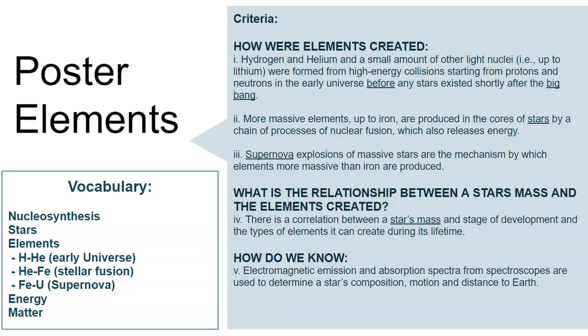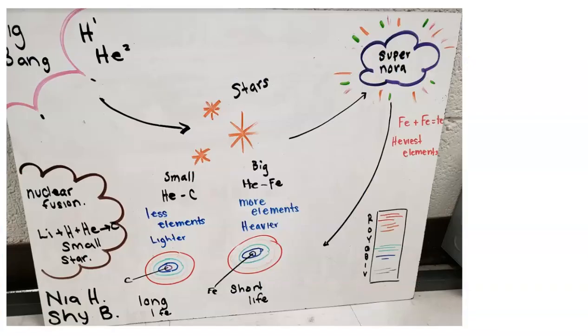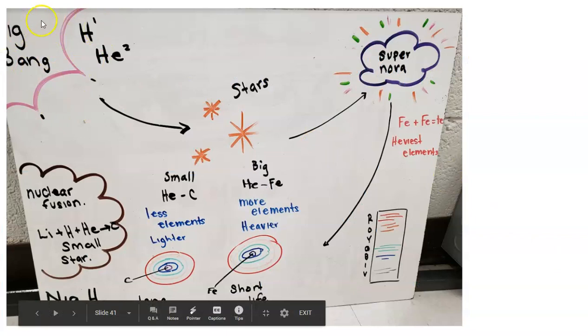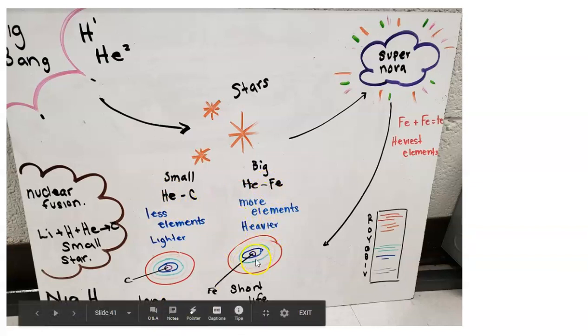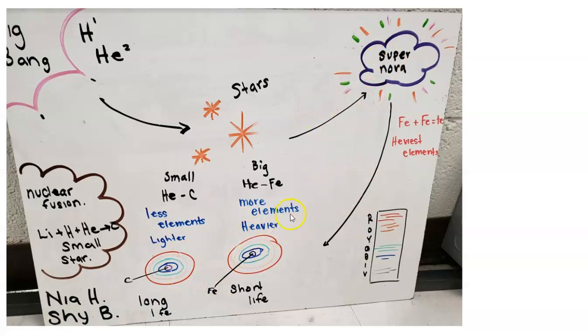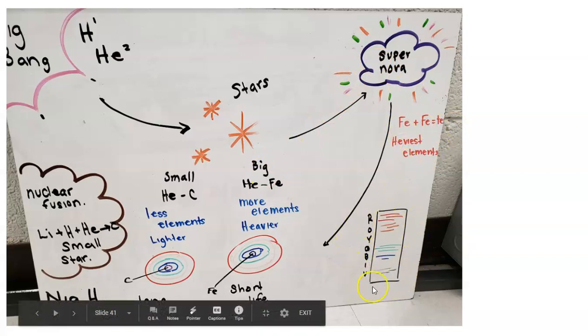So here are some examples of your classmates. So you can see they show the Big Bang and they show the elements created. They show stars and they show the elements created in each kind of star: small star, big stars. And then they show the supernova event just from the big, and they show the elements created, so the heaviest, and then they are showing the spectroscope, and they also show the life expectancy. So you can see this poster has all the elements required.